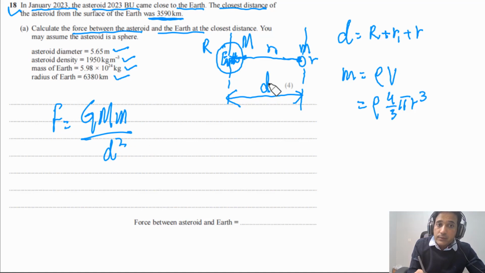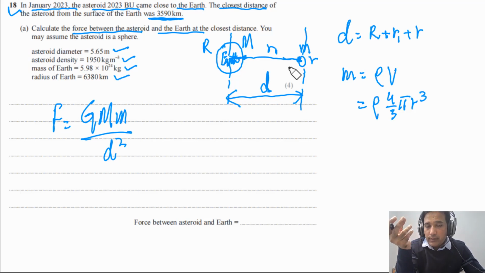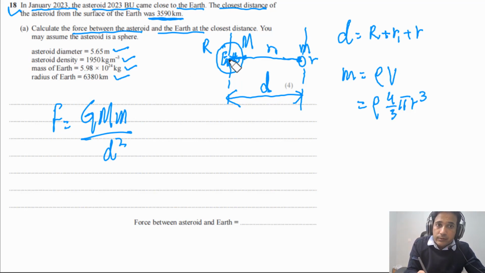So d is very important. d is the distance from the center of Earth to the center of the asteroid. In this case, the diameter of the asteroid is very, very small, so we can ignore that. The radius will be even smaller, so that can be ignored. But the radius of Earth we cannot ignore, because the radius of Earth is 6,380 kilometers. And this is 3,590 kilometers. This is the distance from the surface.